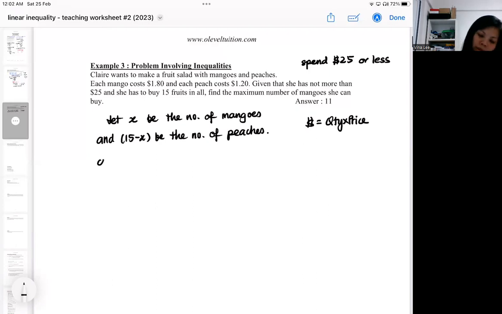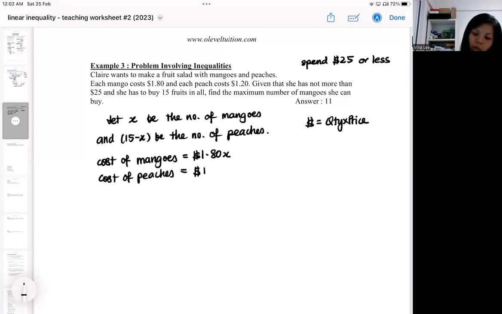So what is the cost of the mango from the x mango? How much is the cost? Again, we do quantity times price. The quantity is x. The price is 180. So it'll be 180 times x. Let's find out the cost of the peaches. Again, it's quantity times price. So it will be 120 times the quantity, which is 15 minus x.